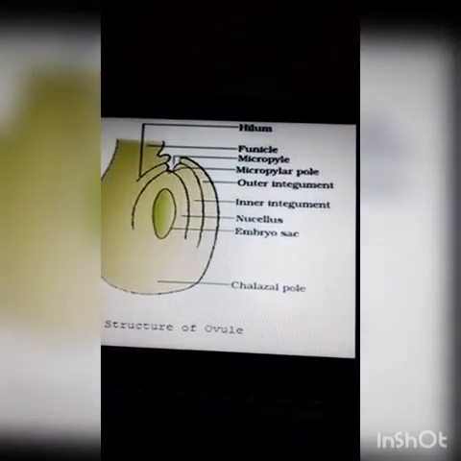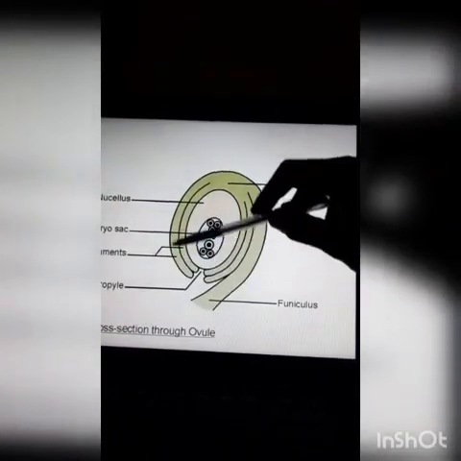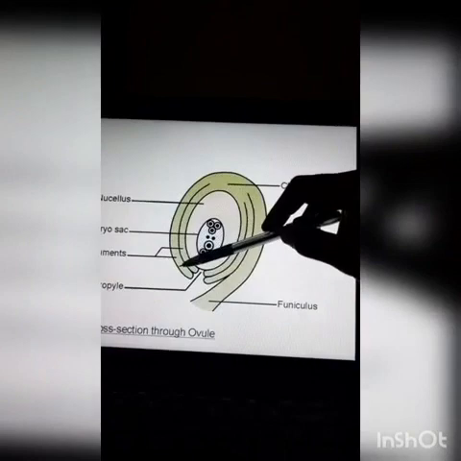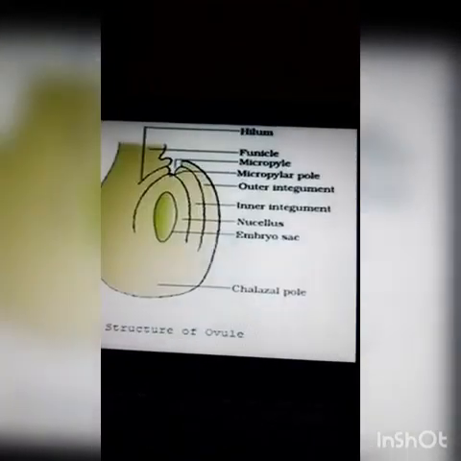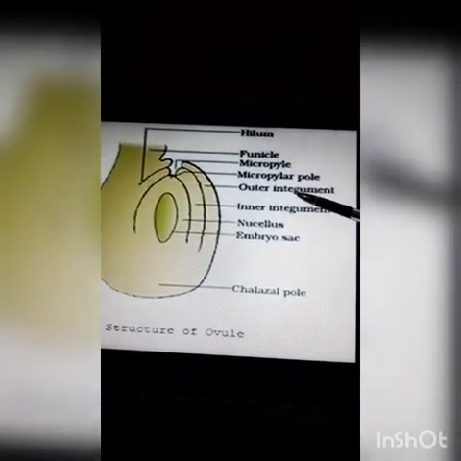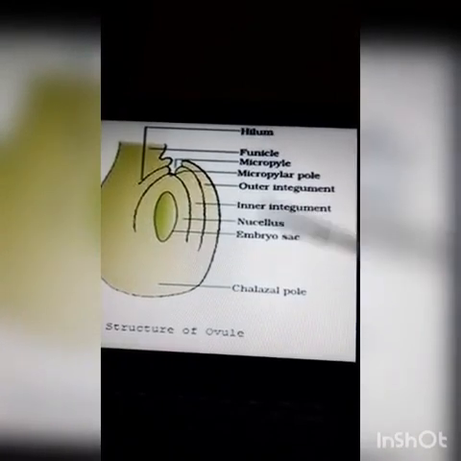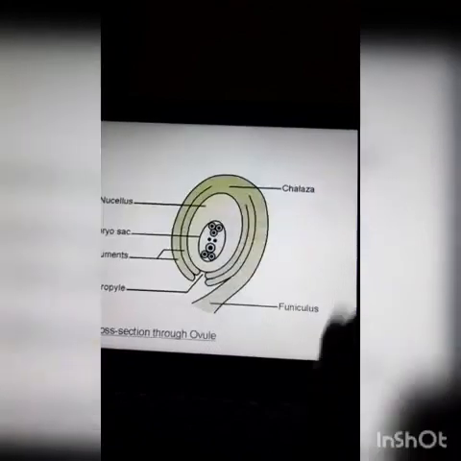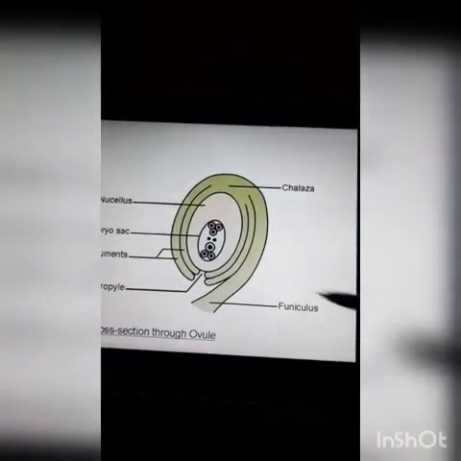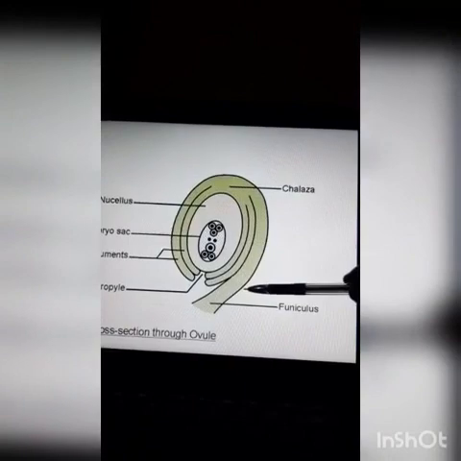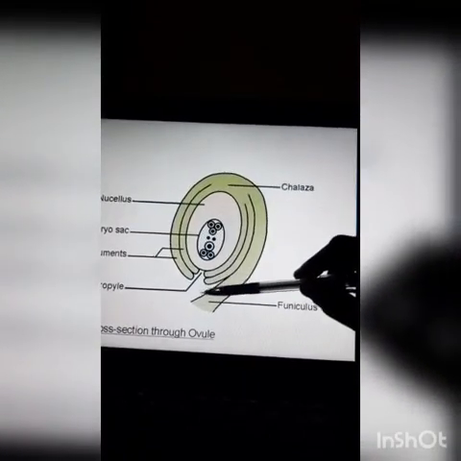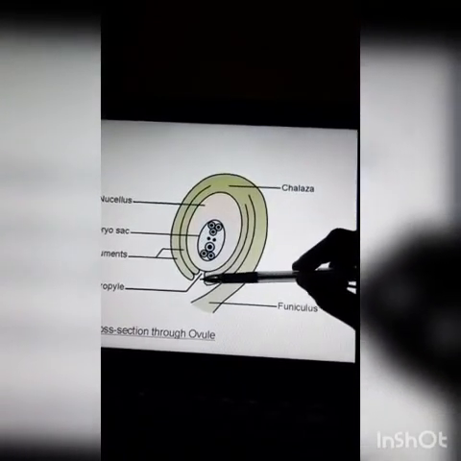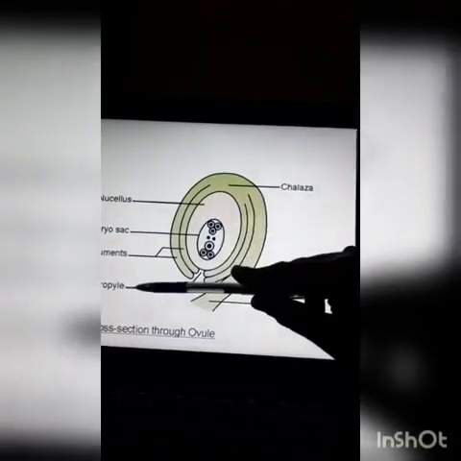Clear? The ovule is well protected by a covering called the integument. In an ovule we can see both an outer integument and an inner integument. In future these integuments become the seed coat. The integument covers the entire ovule except at the tip, where we can see a small opening. It is called the micropyle.